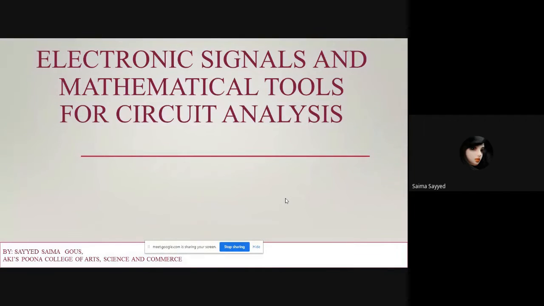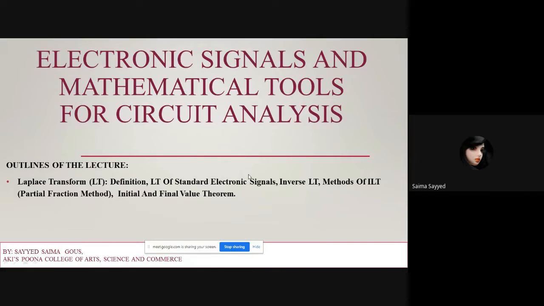Hello everyone. So today we are going to study about electronic signals and mathematical tools for circuit analysis. In the previous lecture we have already seen what electronic signals are and special types of signals. Today we are going to see Laplace transformation and the Laplace transformation of the standard signals which we studied in the previous section, and inverse Laplace.